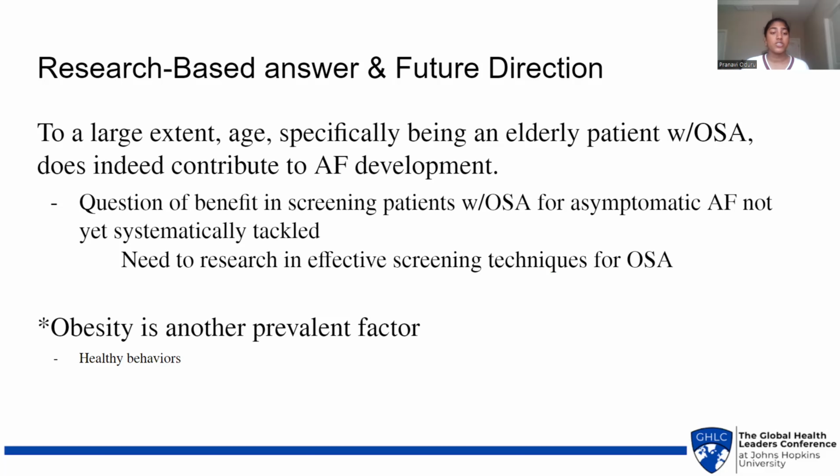During my research, I also noticed that obesity is another prevalent factor that contributes to OSA. Even children of younger age and young adults are developing OSA because they are obese. So another thing we can look into is implementing healthy behaviors so that obesity doesn't lead to OSA, which can eventually lead to atrial fibrillation, which is a really serious condition.